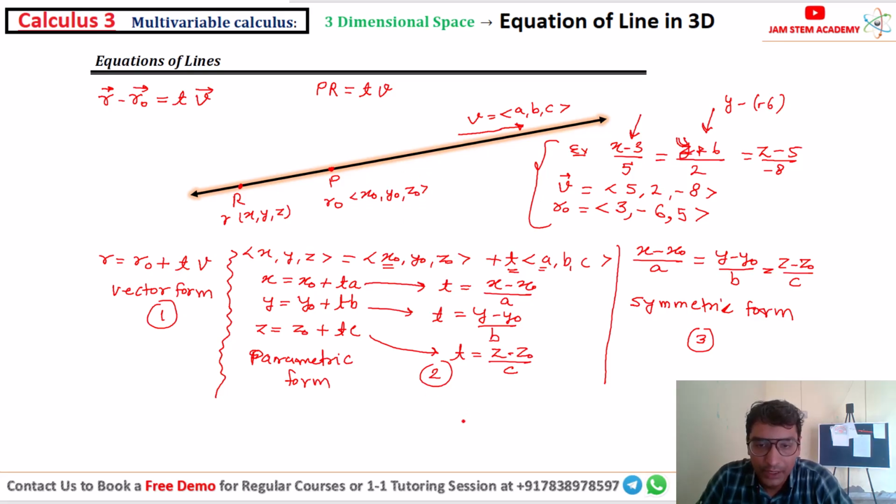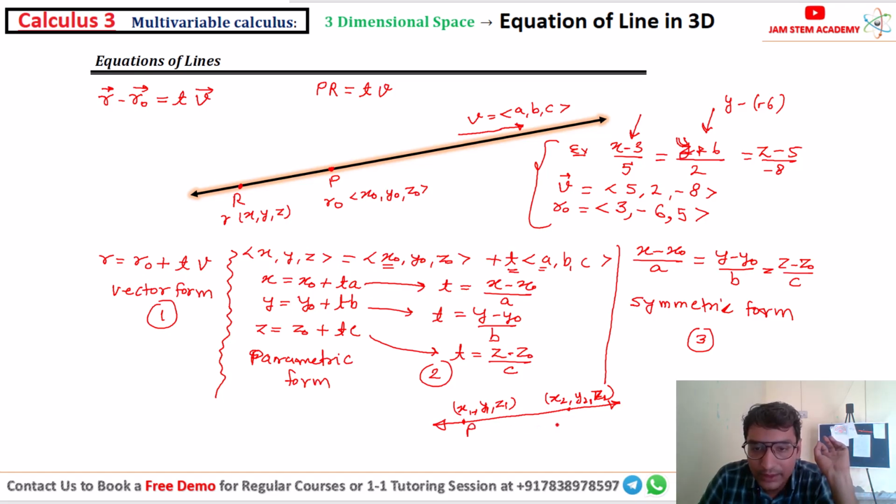One more thing. If you are given 2 points lying on a line and you have to find the equation of that line passing through these 2 points, let's say this is x1, y1, z1 and the second point is x2, y2, z2. Now you have to find the equation of that line passing through these 2 points. So r naught you can choose as either x1, y1, z1 or x2, y2, z2. Both work the same.